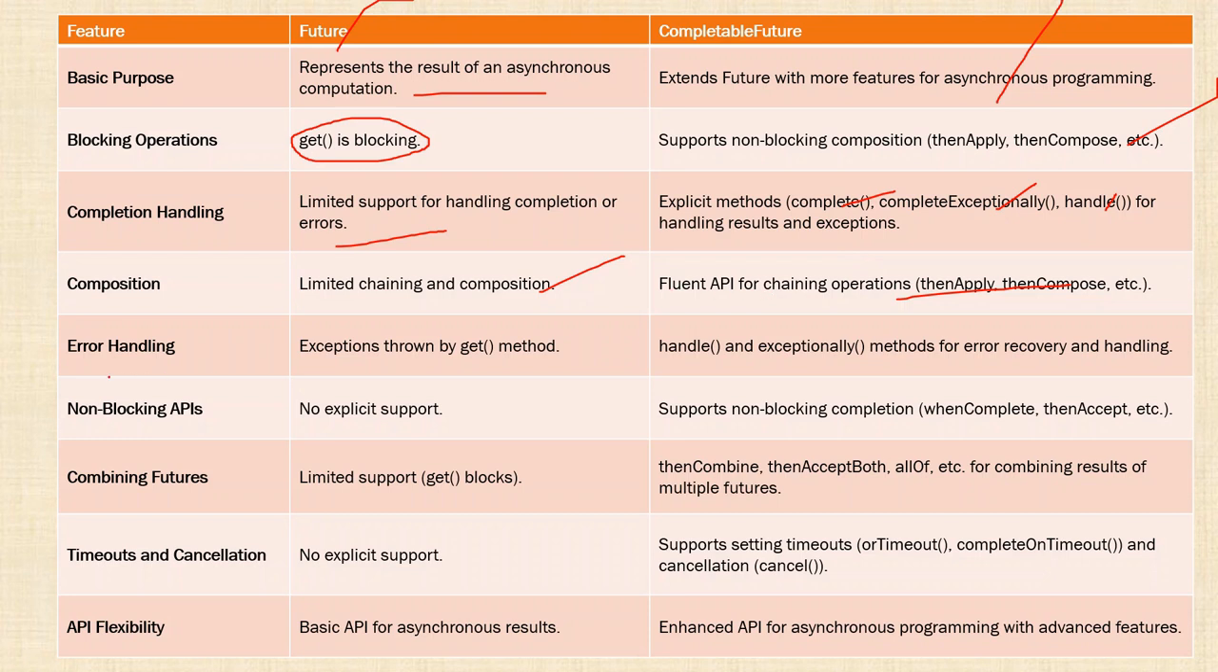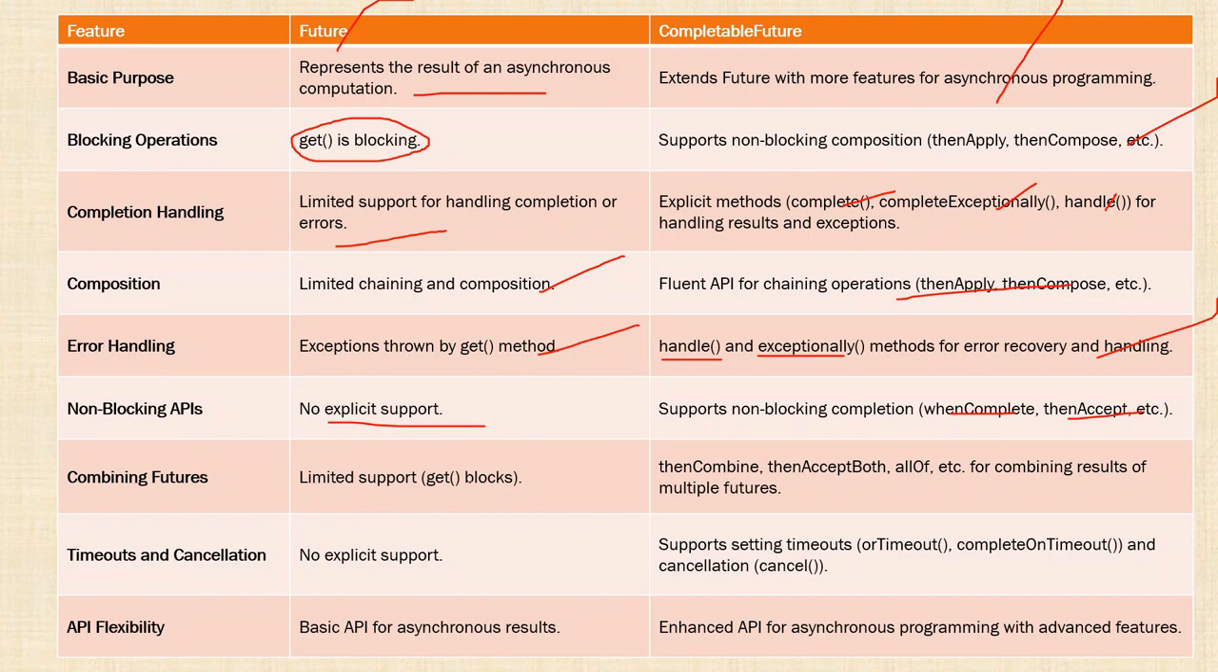Fluent API and error handling: in Future, the exception is thrown by the get method. In CompletableFuture, handle and exceptionally methods provide error recovery and handling. Just now we saw that with the help of exceptionally we can handle the exception, and with the help of handle also we can handle exceptions. For non-blocking, Future has no explicit support for a non-blocking API, while CompletableFuture supports non-blocking completion with whenComplete and thenAccept. So we have methods to do non-blocking completion with CompletableFuture.